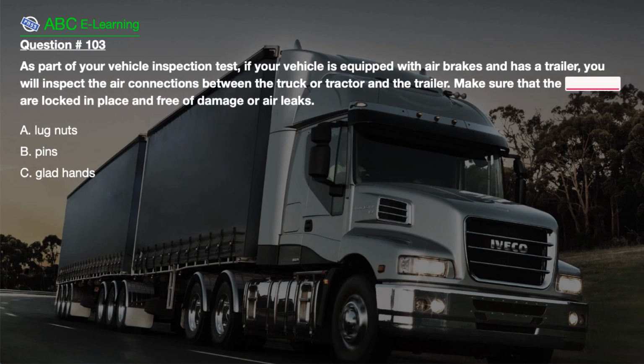Question number 103. As part of your vehicle inspection test, if your vehicle is equipped with air brakes and has a trailer, you'll inspect the air connections between the truck or tractor and the trailer. Make sure that they are locked in place and free of damage or air leaks. A. Lug nuts. B. Pins. C. Glad hands.